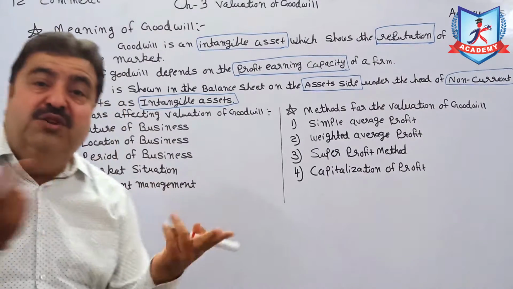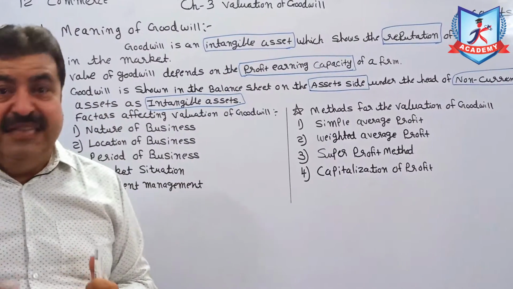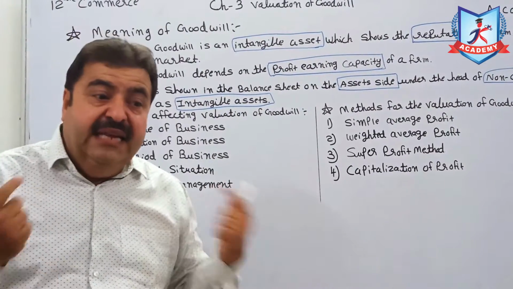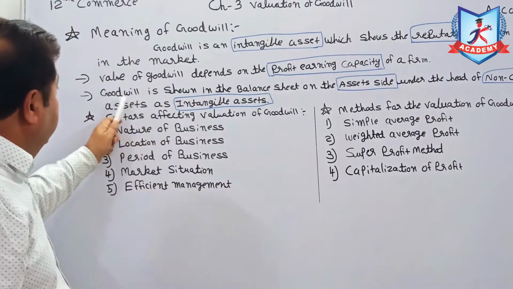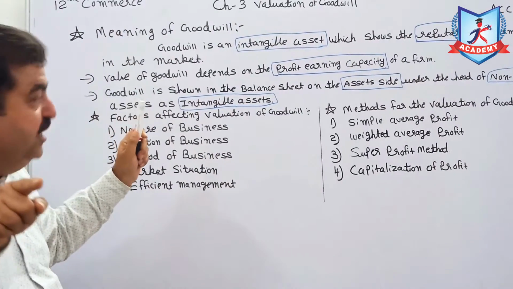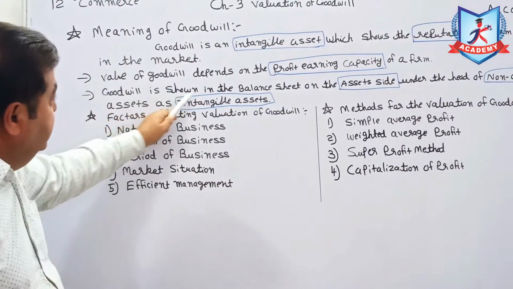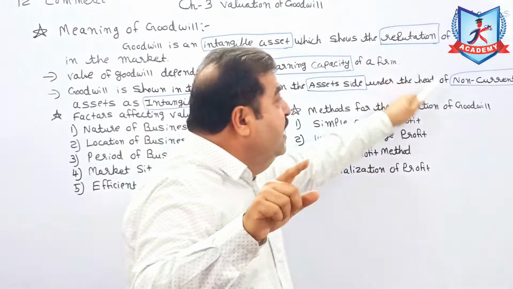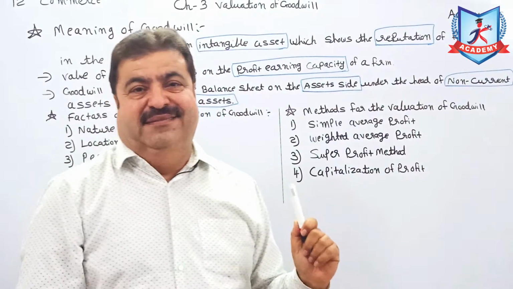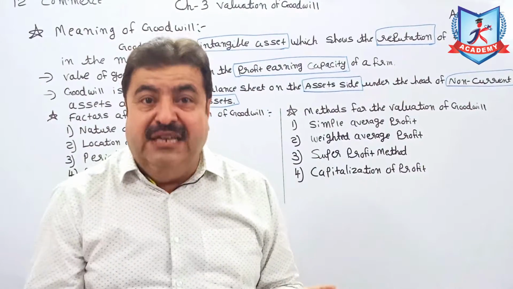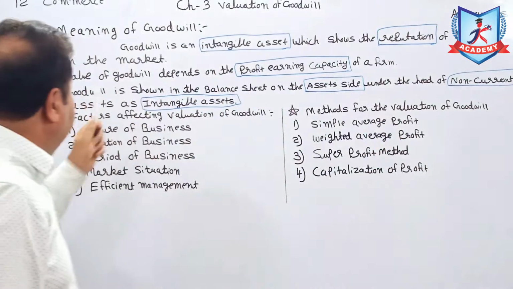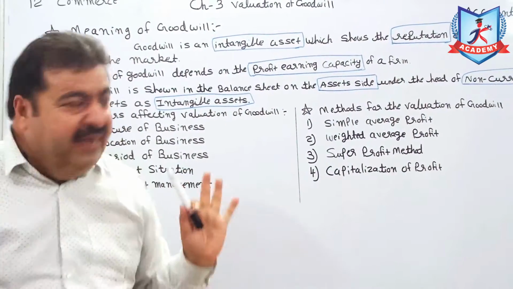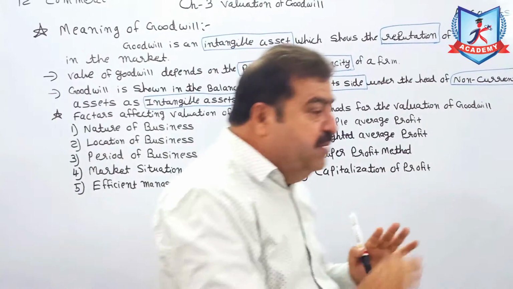Another question, a short question. Where to write goodwill? Very good, in the balance sheet. But where? Goodwill is shown in the balance sheet on the asset side, under the head of non-current. So there are two types of assets, current and non-current. Goodwill is a non-current asset, an intangible asset. Okay, friends, so this is the simple meaning.